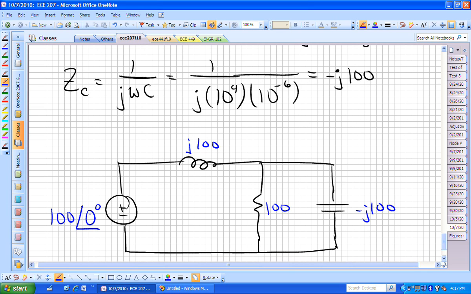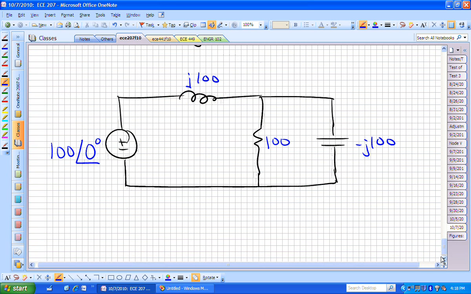Those are frequency-dependent quantities. If somebody changes the supply voltage to a different frequency, that inductor and capacitor are going to look different in terms of their values of impedance. One will still be plus J, one will still be minus J, but the magnitudes will be different because they depend on omega, the frequency. What were we asked to find? We needed I, and that will have a bar over it. I sub R with a bar, I sub C with a bar.